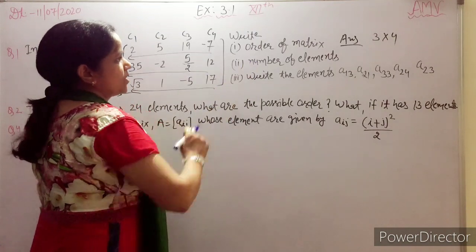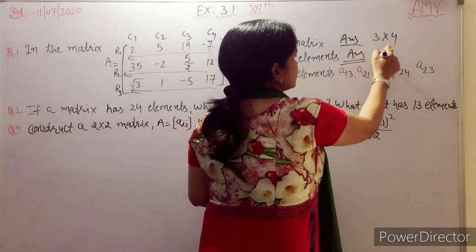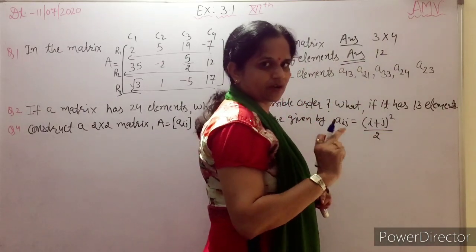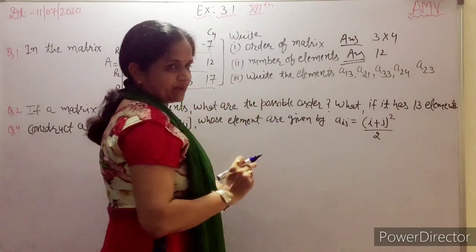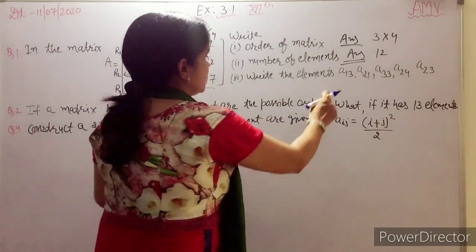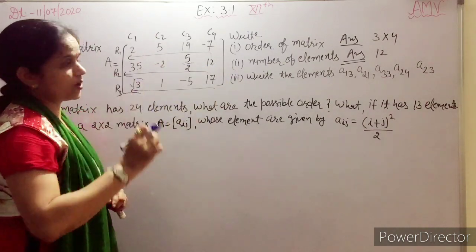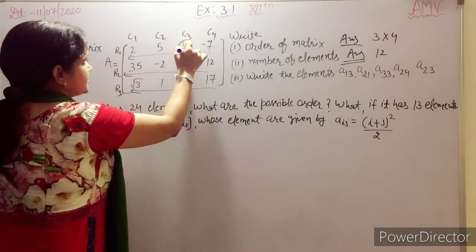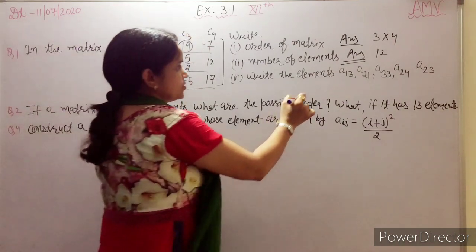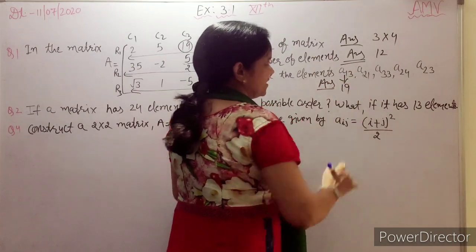Second part, number of elements. So student, the number of elements is 12. Okay, multiply only 3 by 4. Now third, write the elements. A13 means first row, third column. Element of first row, third column. It is 19. So the answer of this is 19.